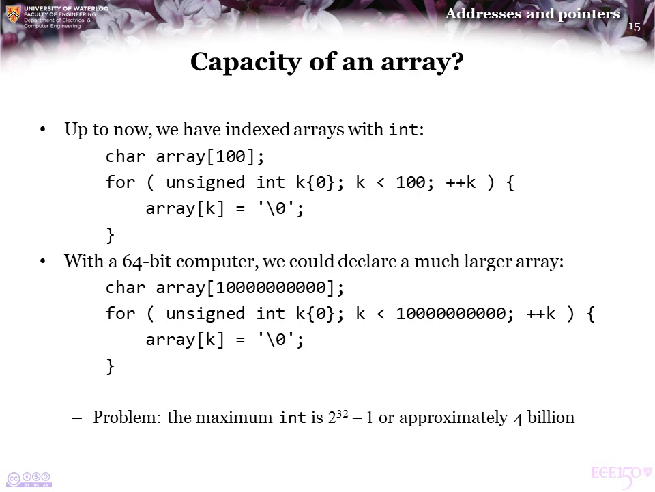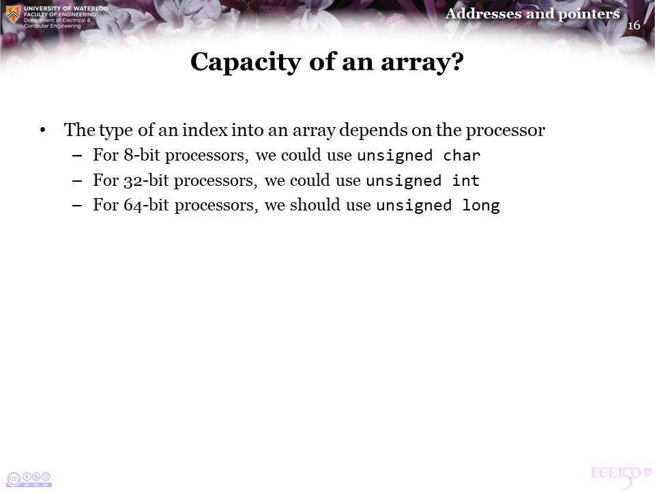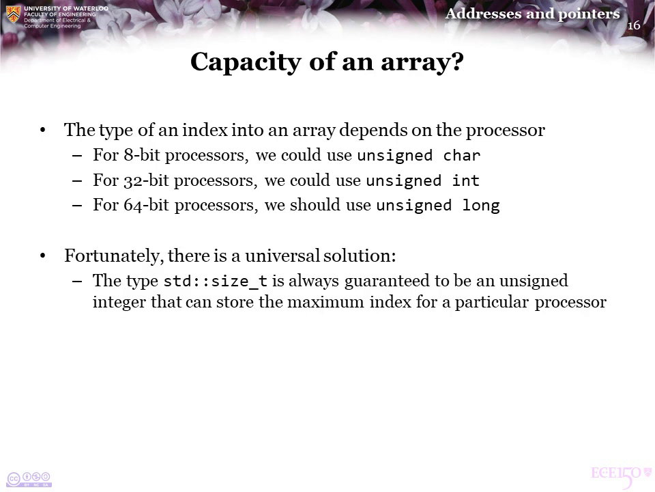Now, this may seem problematic. After all, now we have to choose the data type for any index into an array based on the processor. So if we're actually dealing with an 8-bit processor, then we could get away with using an index into an array of type unsigned char, 256. For 32-bit processors, we could use unsigned int, but for a 64-bit processor, we should be using unsigned long. Fortunately, there is a universal solution.